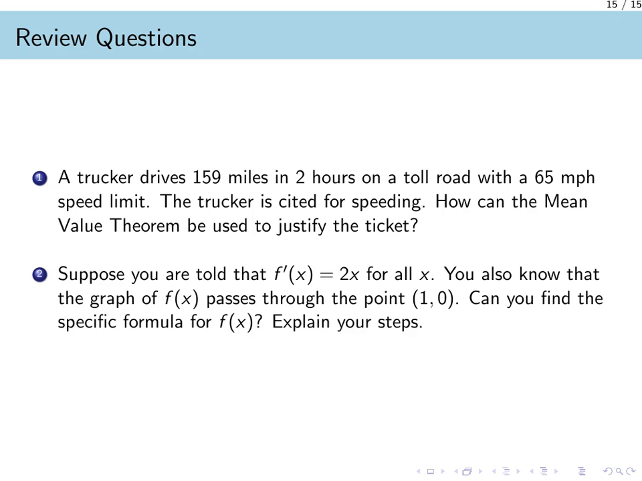For the second question, imagine we know a function's derivative is 2x, and we also know its graph passes through the point 1, 0. You can use our corollary about functions with the same derivative to first find the general family of functions, and then use the specific point to solve for the constant and find the exact formula. These examples show how the theorem lets us link average and instantaneous rates and even reconstruct a function from its rate of change.